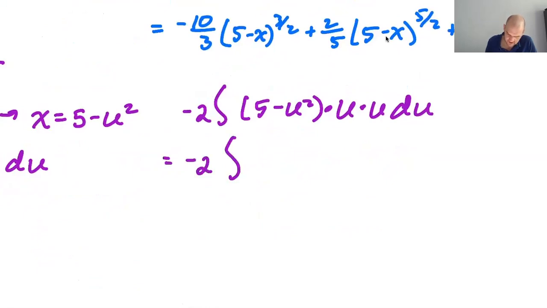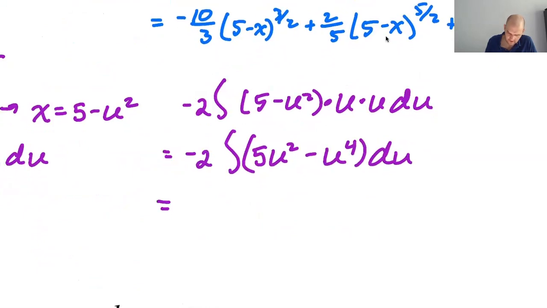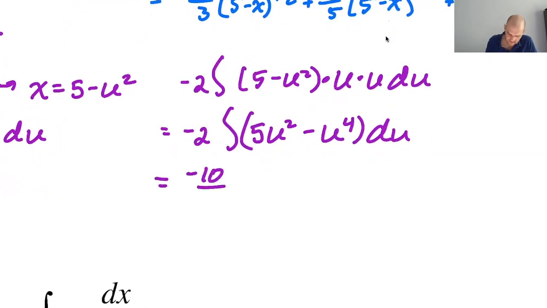Here, let's simplify this. So that's u. This is u squared, and we'll distribute that. So you get 5u squared minus u to the 4th du. Now it's all reversing the power rule. So we'll get negative 10/3 u cubed, and then plus 2/5 u to the 5th plus c.